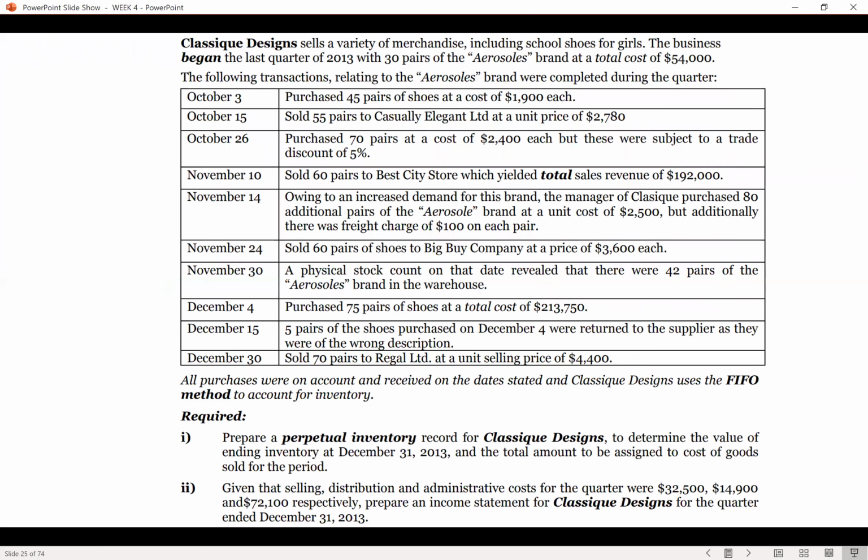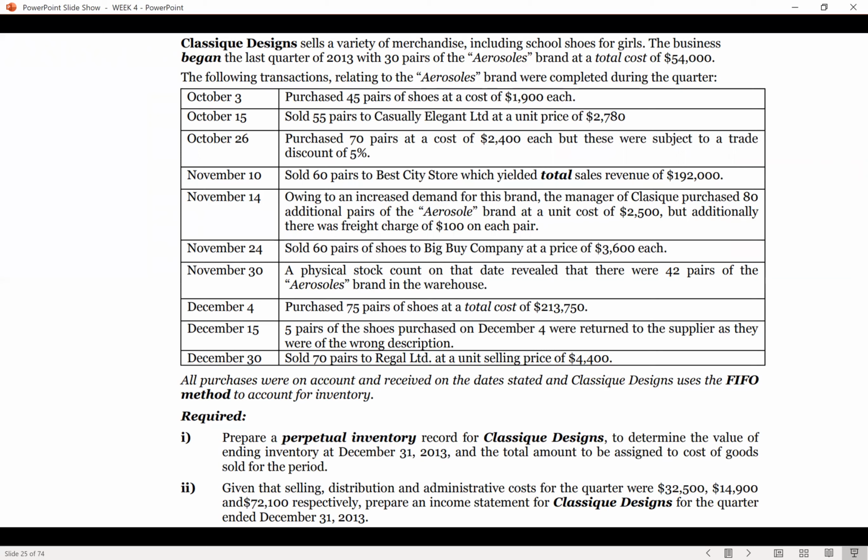So let's continue. That was November 10th, now November 14th. Owing to an increased demand for this brand, the manager of Classique purchased 80 additional pairs at a unit cost of $2,500. But additionally, there was a freight charge of $100 on each pair. So we have two sets of information here: the cost to purchase the shoes, which is $2,500, and a freight charge on each pair.